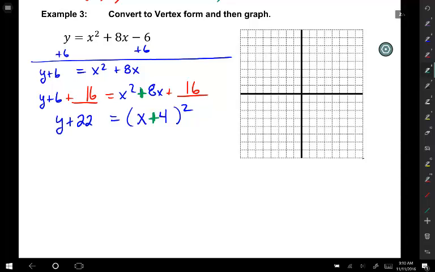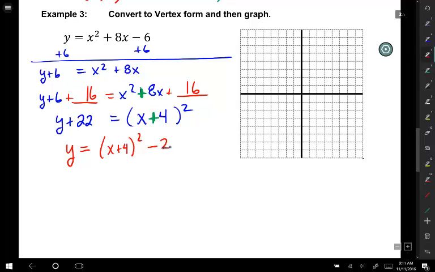My final step is what? Isolate the y. Minus how much? 22. Wow. What's my vertex?